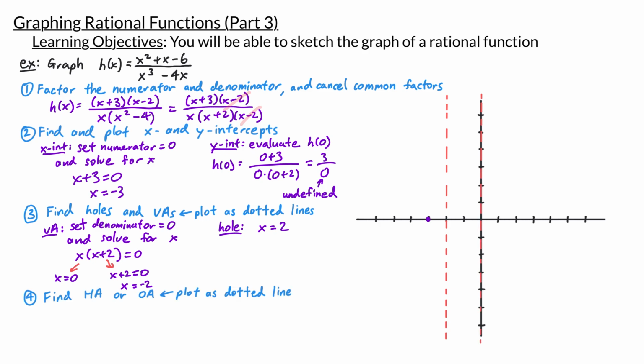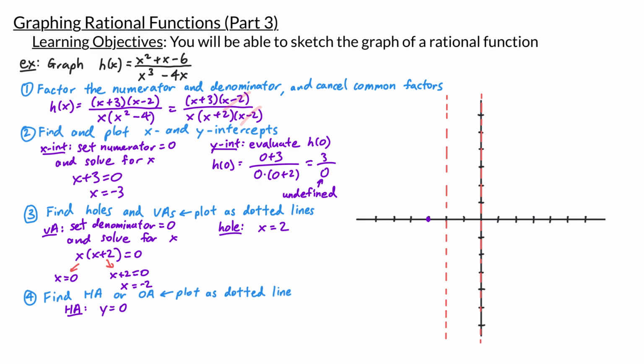Our next step is to find the horizontal asymptote or oblique asymptote. To determine which we have, we want to look at the degrees of the numerator and the denominator. In the numerator, we have a degree 2 polynomial, and in the denominator, we have a degree 3 polynomial. Since the denominator has a higher degree, we know we have a horizontal asymptote, and specifically, our horizontal asymptote is going to be y equals 0.